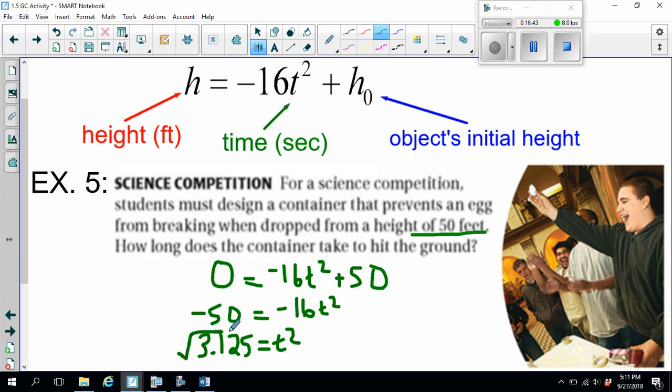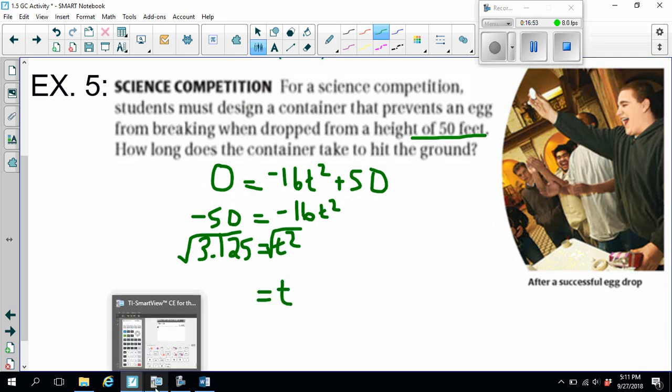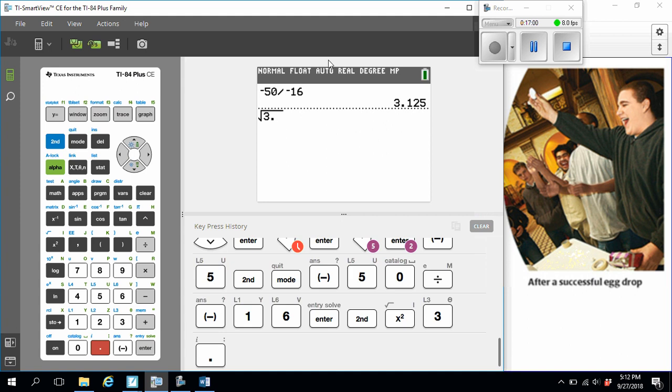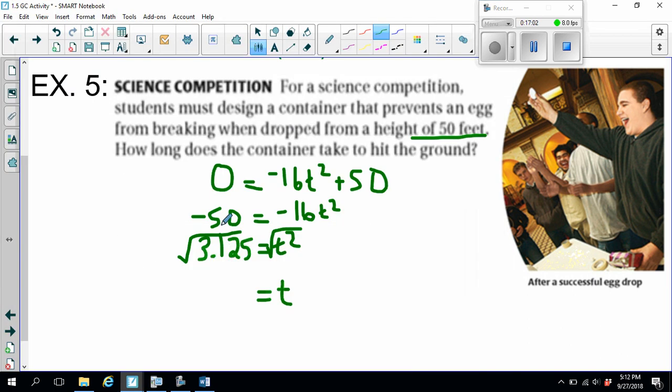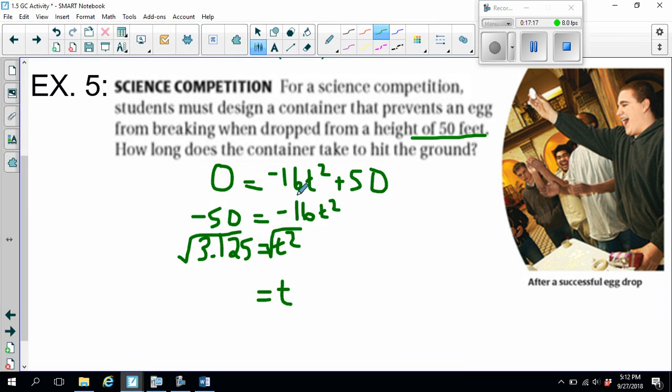And then we take the square root of it. So when we do that, we get t equals, let's go ahead and plug that into our calculator to see. So we do square root of 3.125. Yep. And we get this long answer. Let's just round to 2 decimal places like we've been doing. So we have 1.77 seconds.